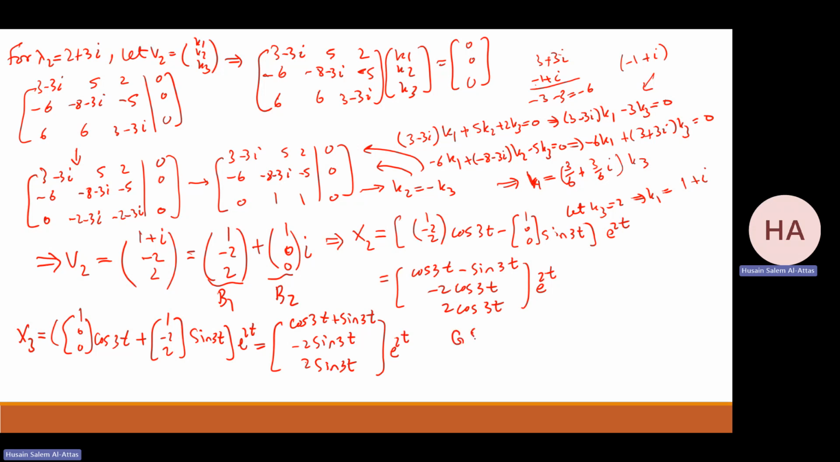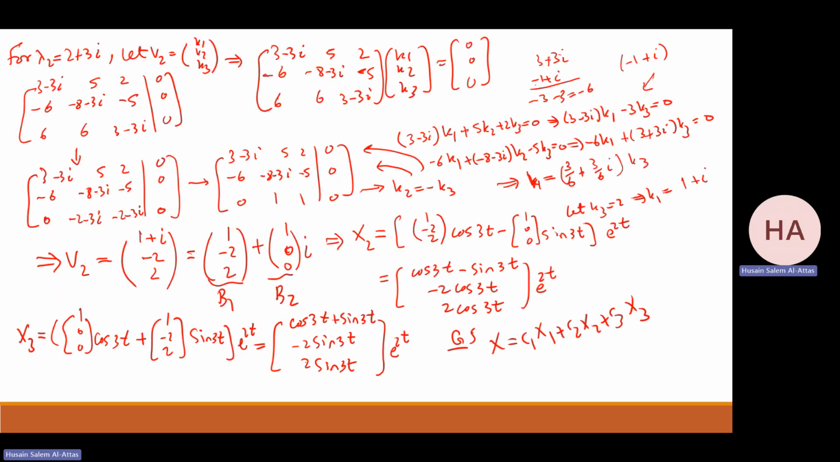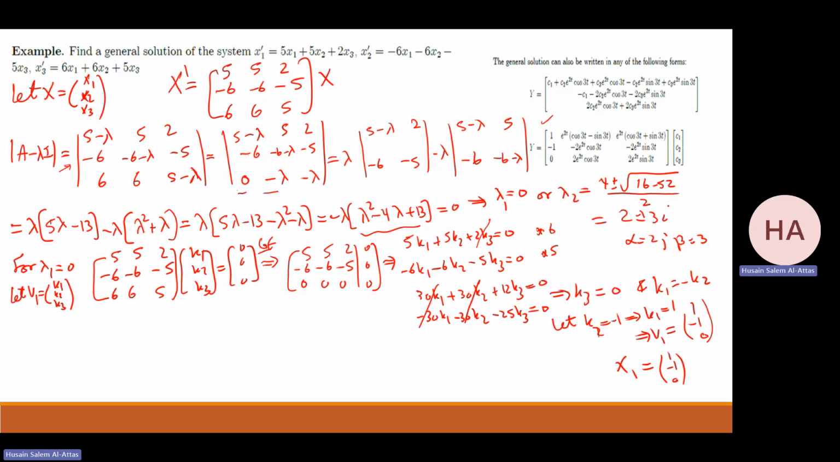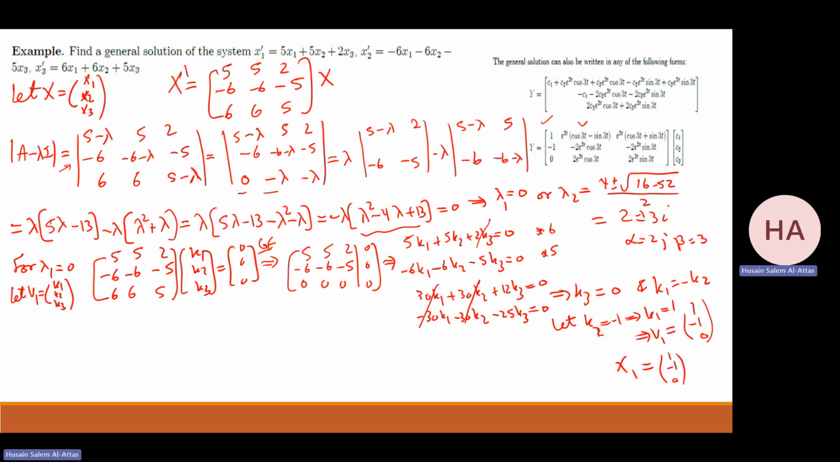What will be my general solution? C1 x1 plus C2 x2 plus C3 x3. Let me double check. Yeah, this is correct. This one is cosine minus sine, minus 2, minus 2. Perfect. This is also correct.